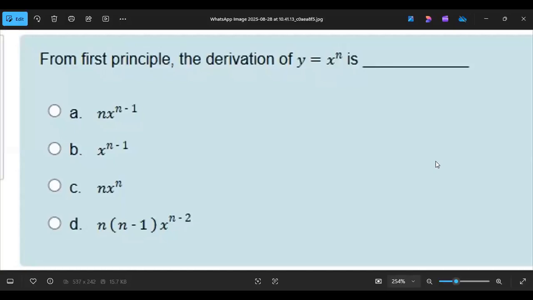nx to the power of n minus 1. Option A, nx^(n-1). Which option is correct? The answer is A. Multiply the coefficient with the exponent and subtract 1 from the exponent.